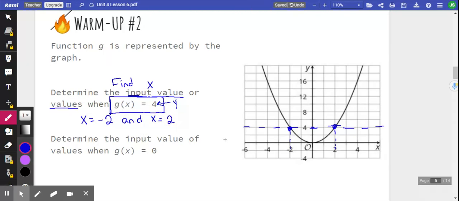So looking at the y values then, we can also find the inputs. So now what I'd like you guys to do is try out this next part. Determine the input value or values when g of x is equal to 0.